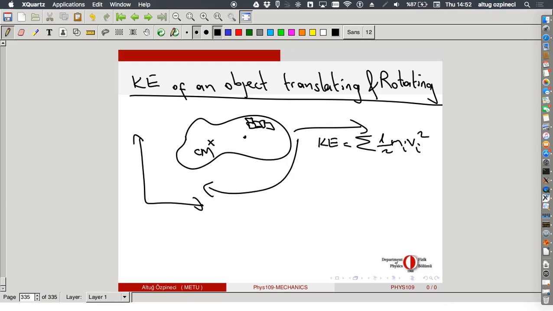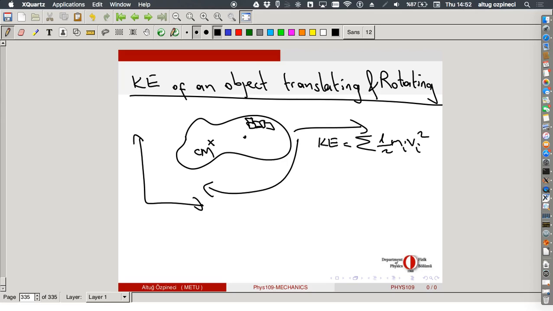Each bit has a mass mi, and they have a speed vi relative to this inertial reference frame. Now, I want to separate two motions. What I want to do is separate the motion of the center of mass and the motion of each one of these points relative to the center of mass.